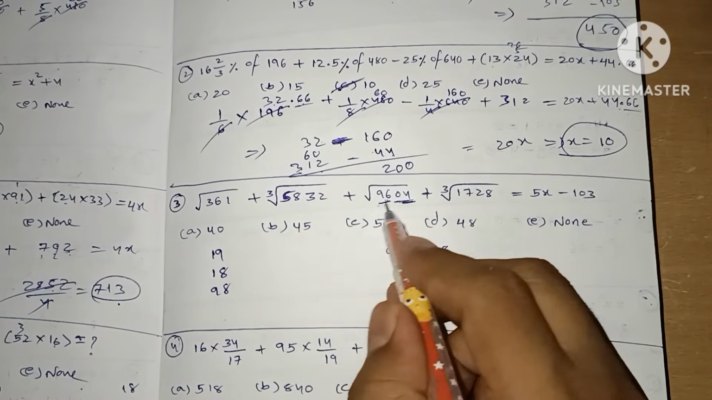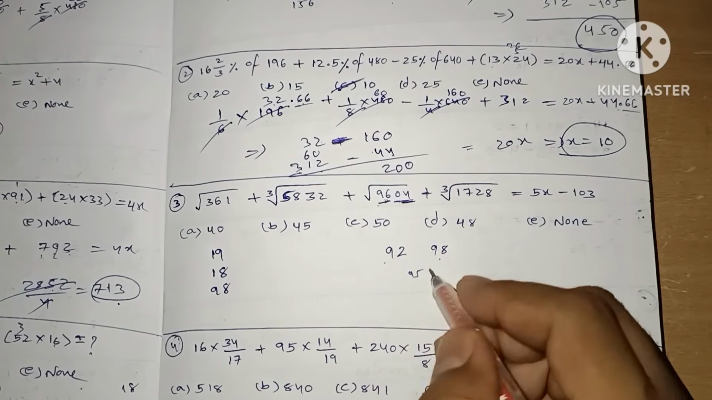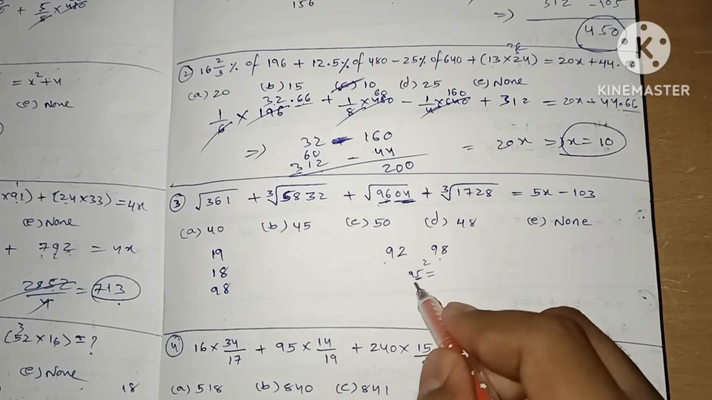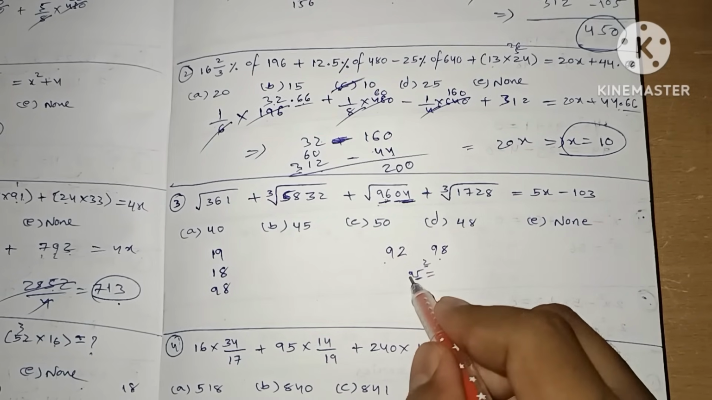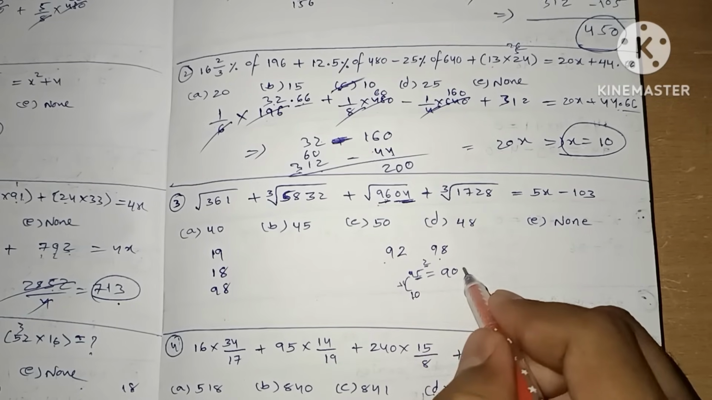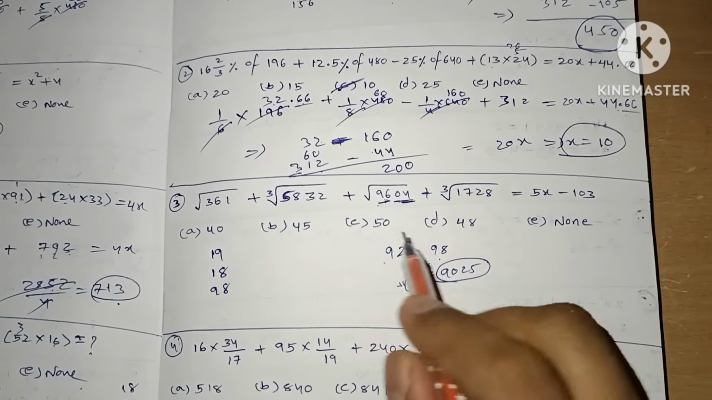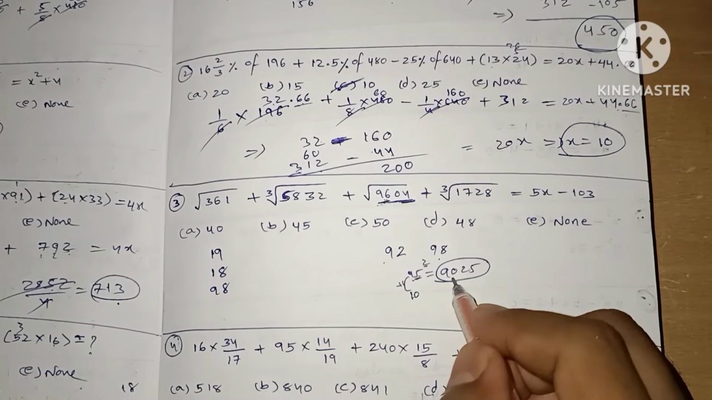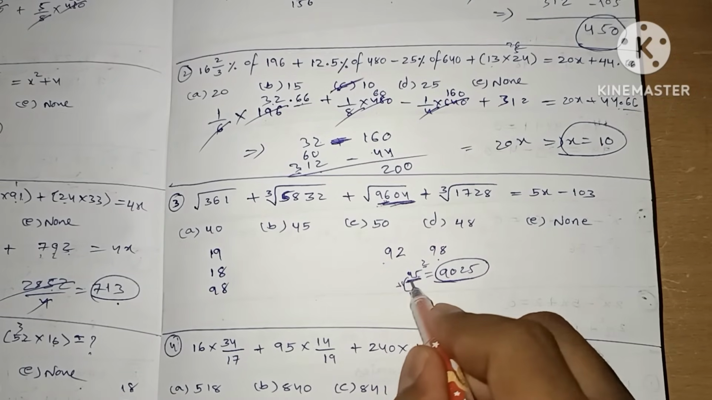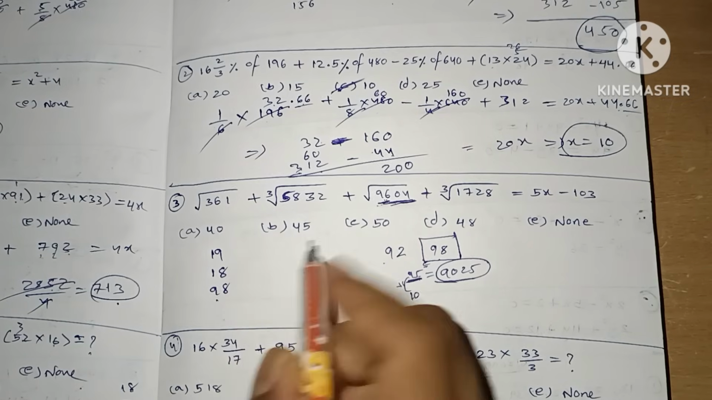So the value of this must be either this one or this one. How to find the value of 95 square? Here unit digit is 5 and talking about square, we add 1 to this one, we get 10. 10 times 9 is 90 and 5 square 25. So 95 square value is 9025. This number is greater than this one, so the value for this one must be greater than 95 square. So our answer is 98. So this is how I find the 98.